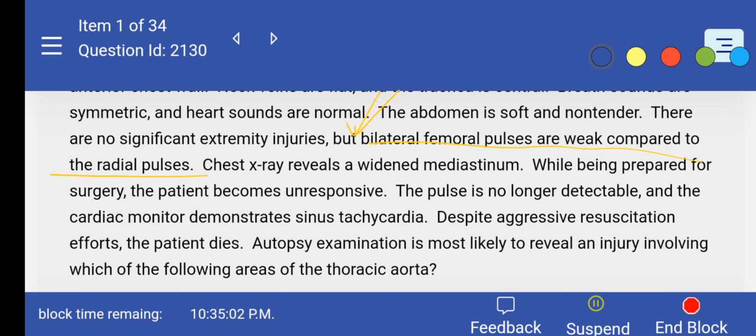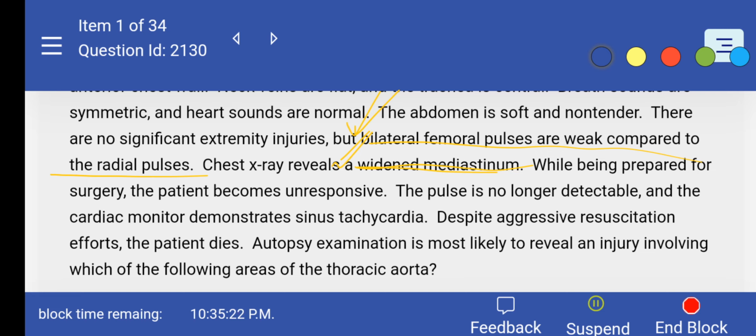Chest X-ray reveals widened mediastinum. They are pointing toward one point. This is important. While being prepared for surgery, the patient becomes unresponsive, the pulse is no longer detectable, and the cardiac monitor demonstrates sinus tachycardia despite aggressive resuscitation efforts.